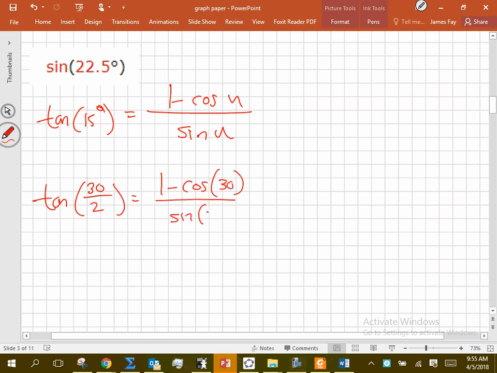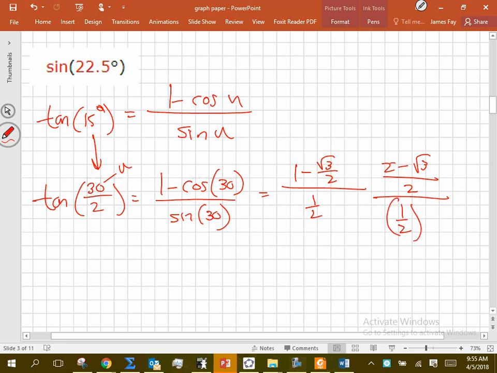So I get something that looks like that. Does that make sense? Because 15 is still 30 over 2, right? And there is my u value. So what is cosine of 30? Radical 3 over 2. What is sine of 30? 1/2. Okay. So this is going to be 2 minus radical 3 over 2 on top, right? Divided by 1/2. What do I get? Multiply by that reciprocal, correct? Count my 2's. Cancel, and it just leaves me 2 minus root 3.